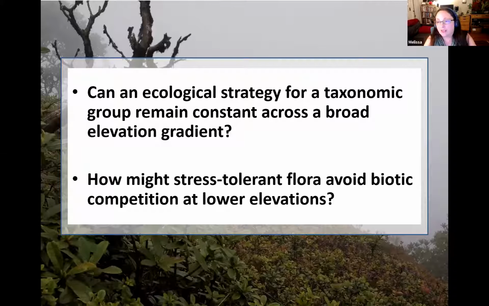So I decided to address these broader research questions. One is, can an ecological strategy for a broad taxonomic group, such as rhododendron, remain constant across a broad elevation gradient? A subset of that is, how might stress-tolerant flora avoid biotic competition at lower elevations? Essentially thinking of how it is that this particular genus does have such a broad distribution, both in the latitudinal sense as well as the elevation sense.